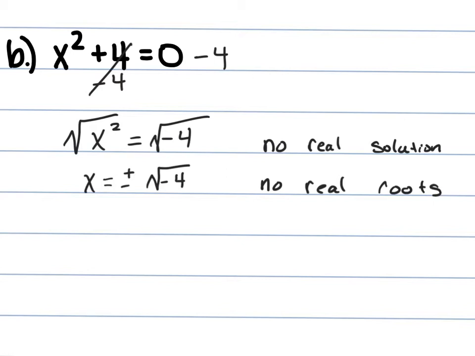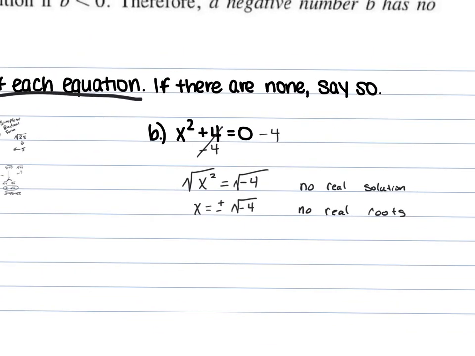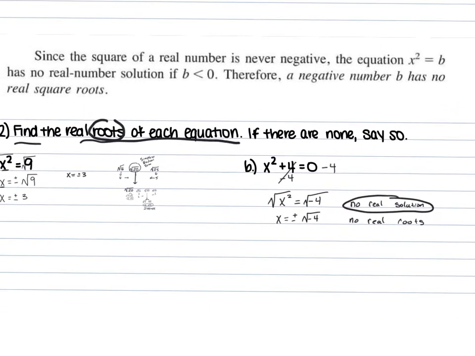We cannot take the square root of a negative number. We cannot find out what number times itself will give me negative 4. That doesn't make any sense at this point. There's no real number that we can multiply to get that. We will learn how to deal with that. So in this case, we just say no real solution, no real roots. That's the difference between these two.